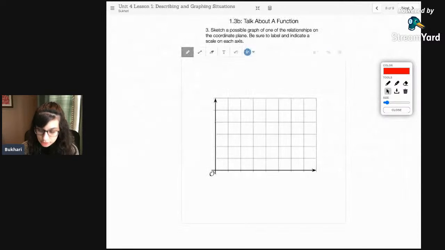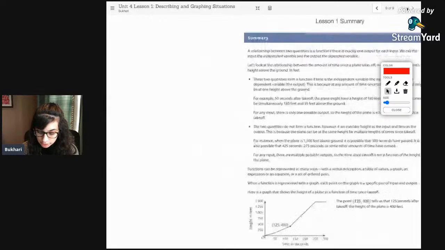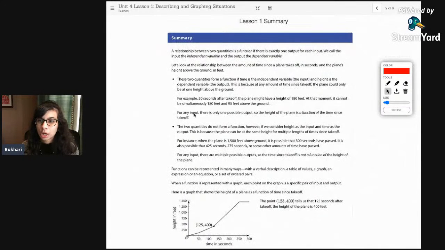And so last but not least, I want you to graph one of those relationships and get some practice with that. Remember, this is your independent variable and this is your dependent variable. This is just the beginning of this lesson. So if you are feeling a little overwhelmed with it, that's fine. This is the beginning, this is exploration, and we'll get into the rest of unit 4 together soon.